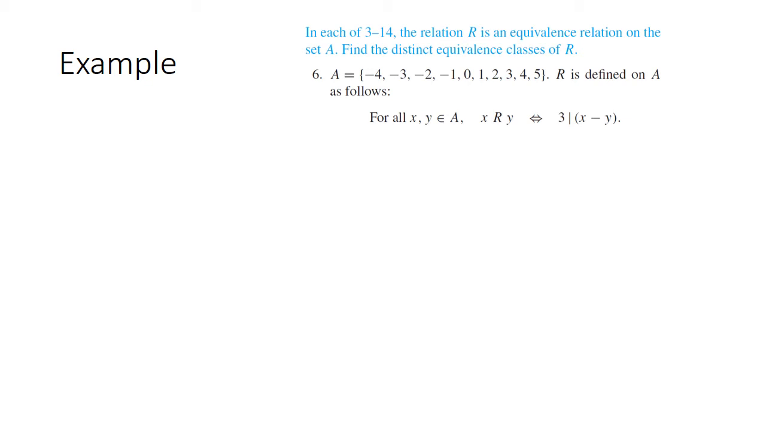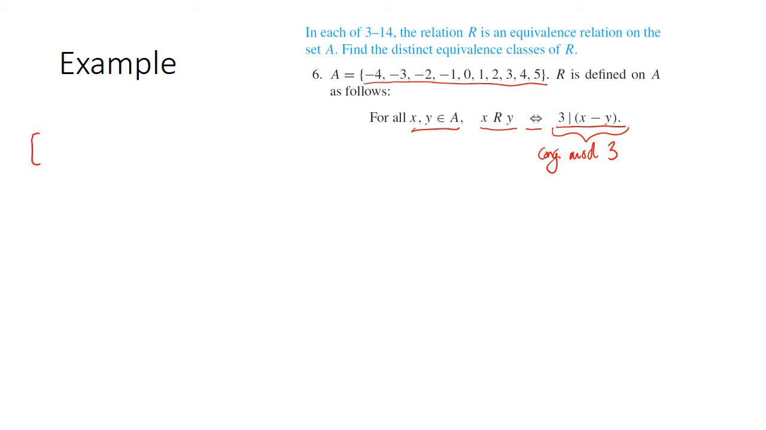So we're doing the numbers in A from -4 up through 5, and then R is defined in the following manner. For all x, y in A, x is related to y by R if and only if 3 divides x minus y. So this is basically congruence mod 3. Okay, so let's just check which of these are congruent mod 3.